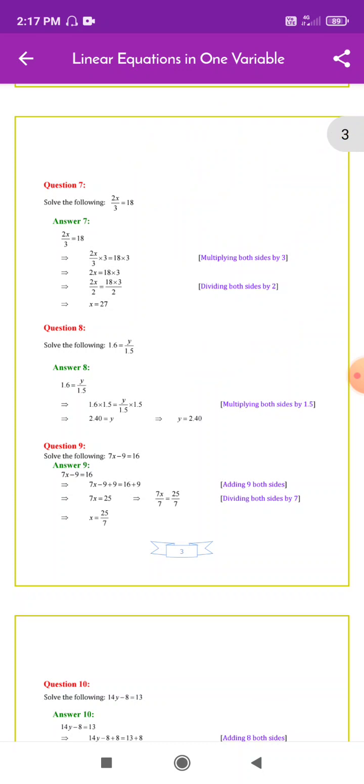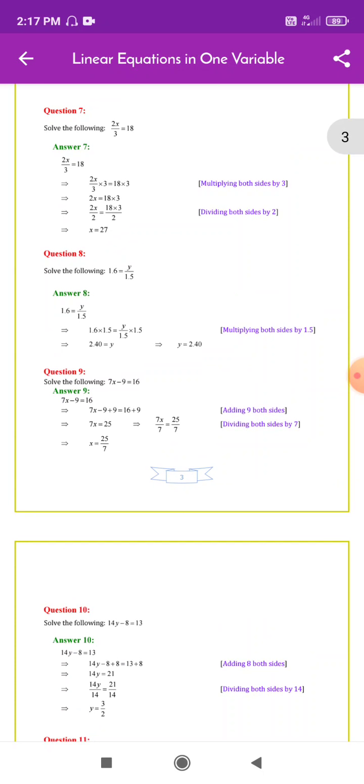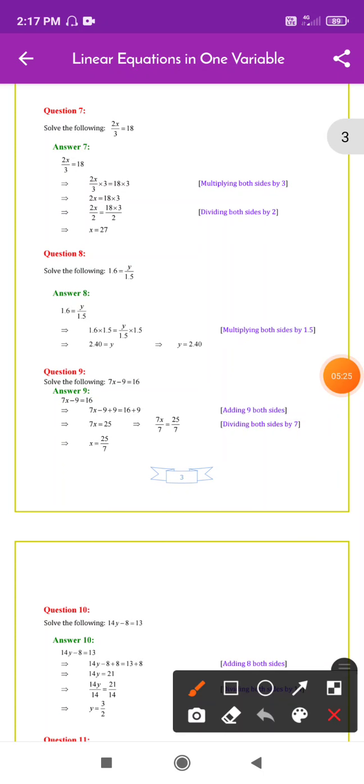Okay. Question number 6 and 8 are also easy, as we had done before. Question number 7 is done, and question number 8 is also done. Just see how it will go. See here also what is written: 1.6 equals to y upon 1.5. We have to just shift the number from y upon 1.5 to the left-hand side. If we shift, it will become multiply. So we have to multiply both the sides by 1.5.